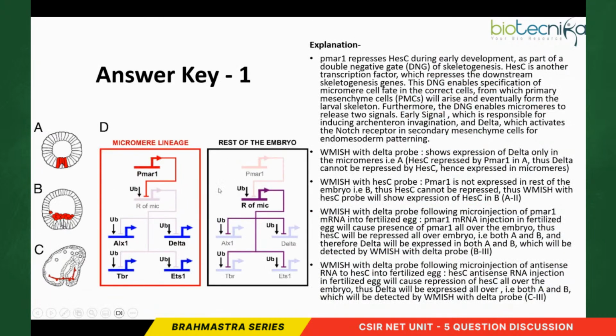So here is the explanation, and this is what is called a double negative circuit, because PMAR1 inhibits HESC and HESC inhibits the transcription factor. As I was telling, delta, ETS1, TBR1 are all transcription factors required for micromere specification, which would ultimately lead to the formation of the skeletal rods, and this would take place in the micromeres, whereas in the rest of the embryo, none of these factors will be synthesized.